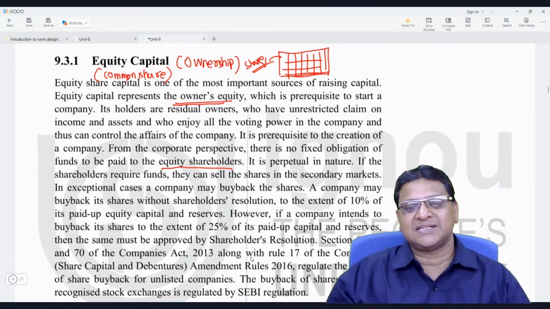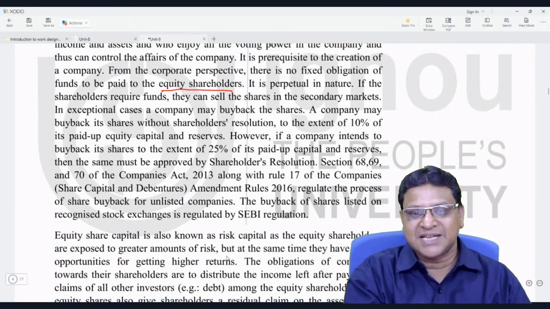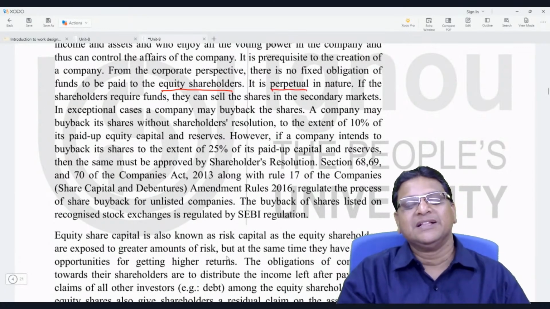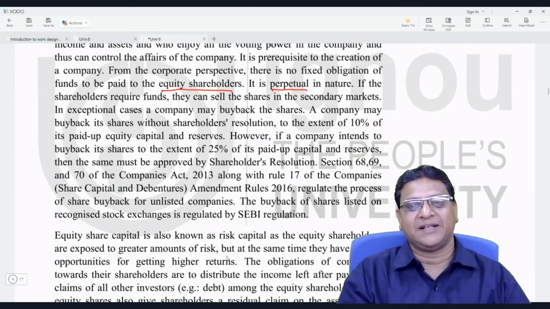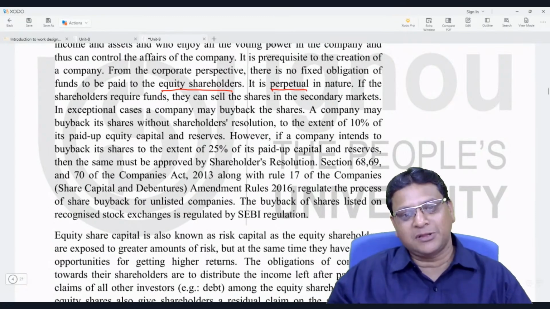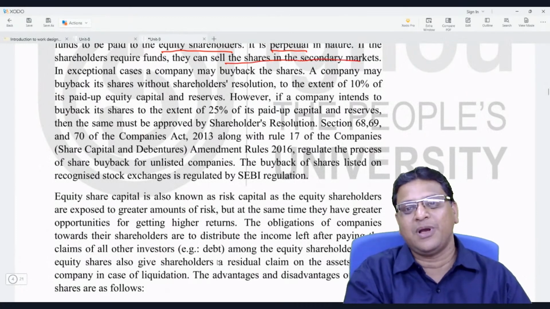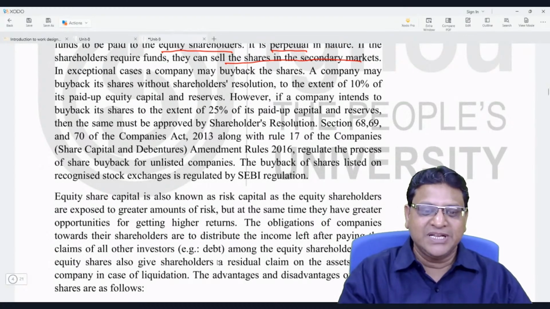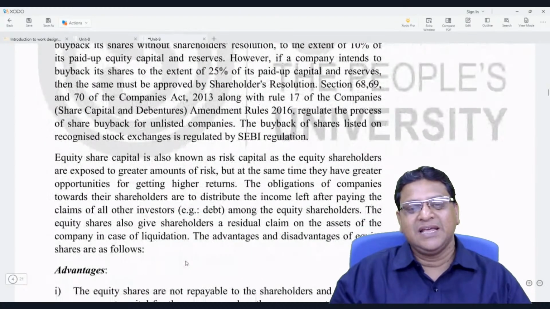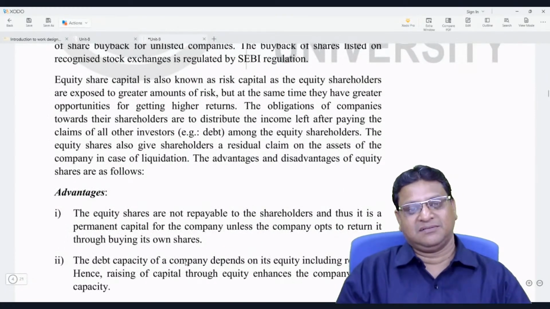The equity shares are perpetual in nature. That means once the shares are issued and the fund is obtained, there is no compulsion to return the fund unless and until the business is liquidated. If the shareholder requires the fund, they can sell the shares in the secondary market, which we have already discussed in our previous session. That means equity share capital is the real ownership capital of the organization.